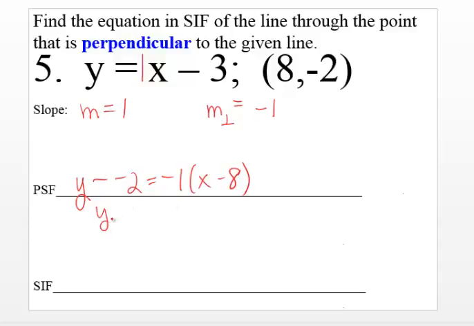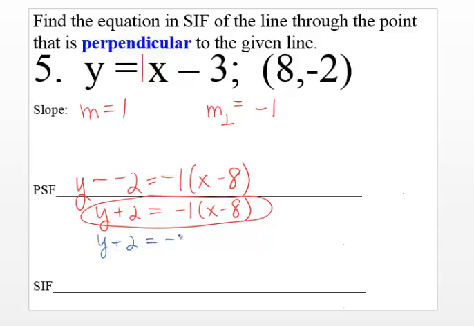Now to simplify this, it'd really just be y plus 2 equals negative 1 times x minus 8, or you could just put simply a negative in front of there. So there's point slope form. Slope-intercept form would start out by distributing my negative through, so I'd have a negative x, a negative times a negative is a positive 8. I'll subtract 2 from both sides, and I get y equals negative x plus 6. There's slope-intercept form.